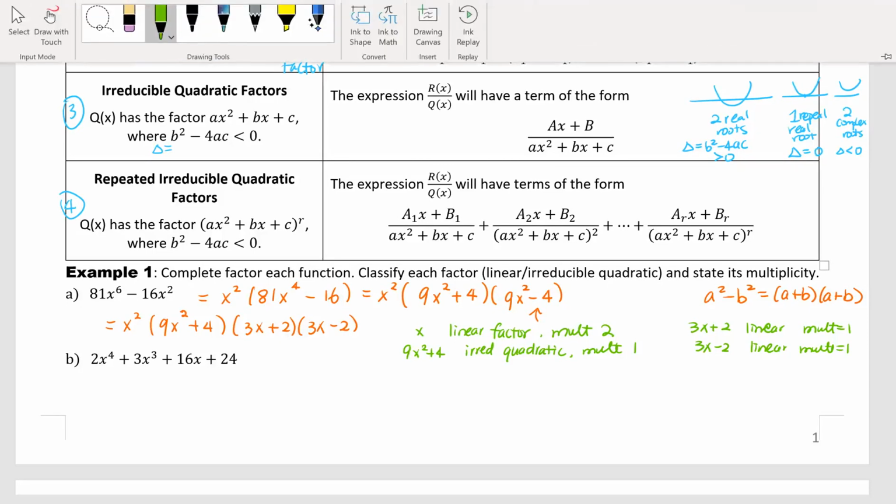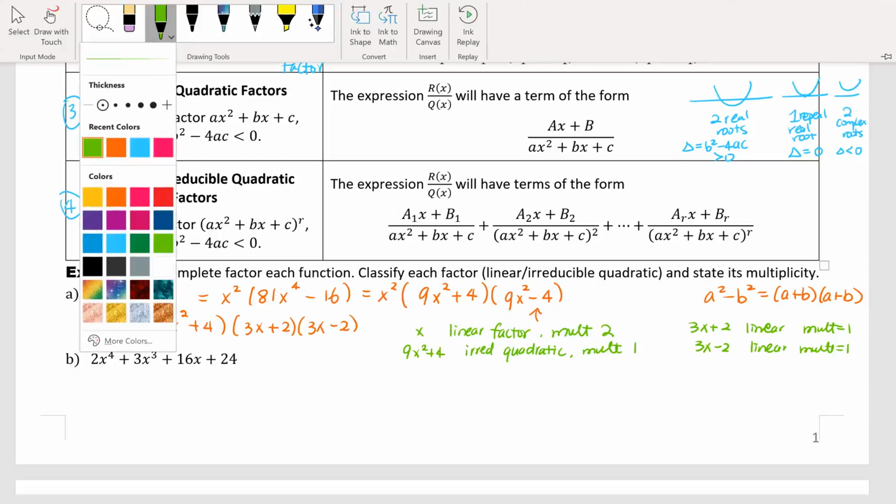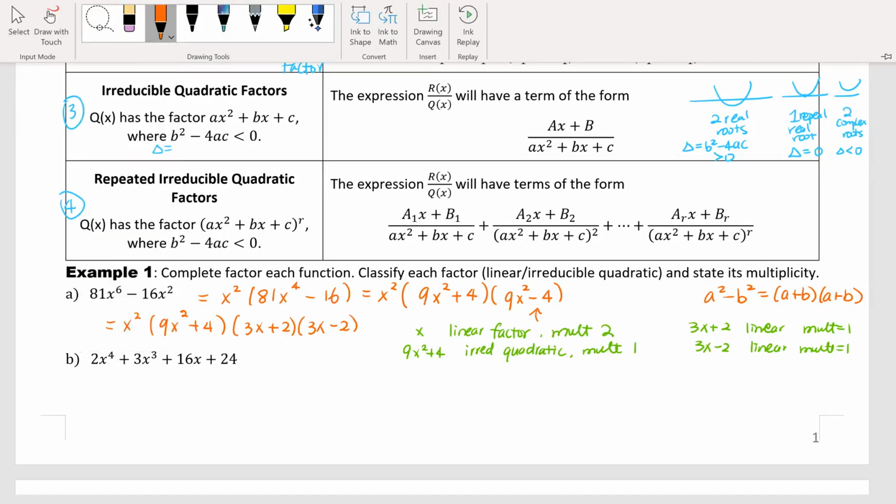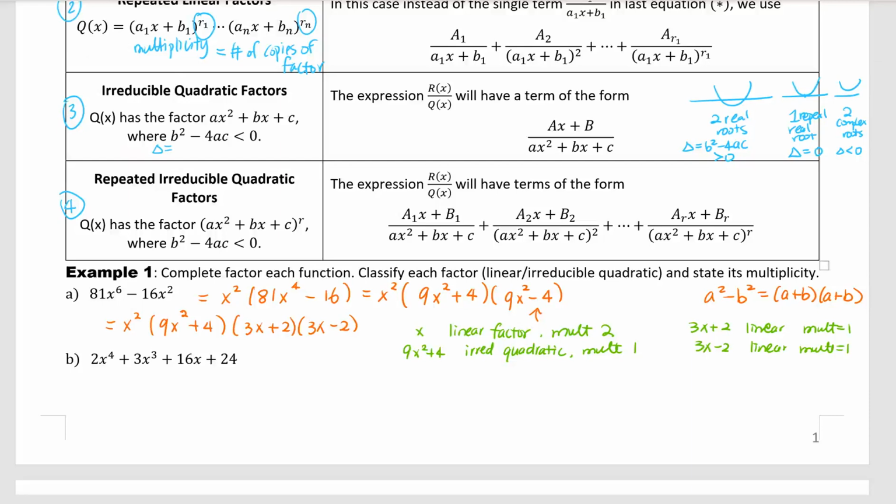Okay, let's look at the next example. If you see 3 terms, like a quadratic factor, you try to factor it. But if you see 4 terms, what do you usually do? You group the first 2 terms together, and you group the last 2 terms together, and you try to factor the common factor. Here you can see the common factor is x cubed, right? And then 2x plus 3. And here the common factor is 8, and then we have 2x plus 3. Now you can see 2x plus 3 is a common factor.